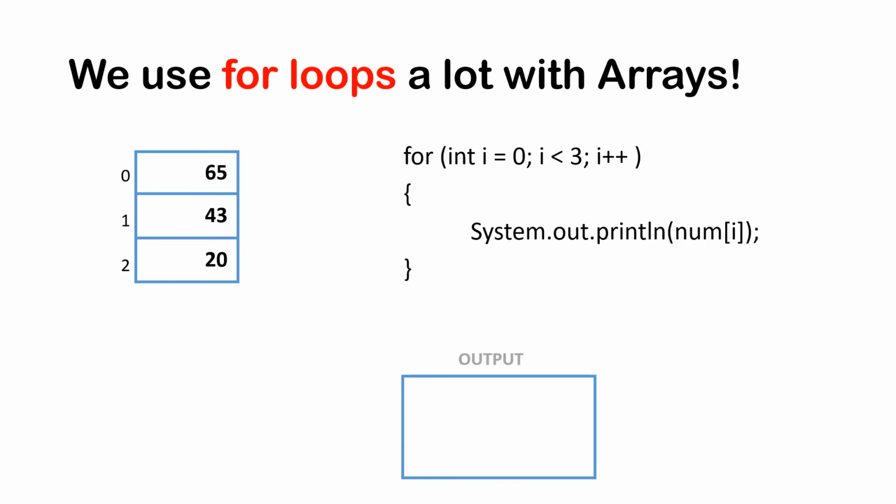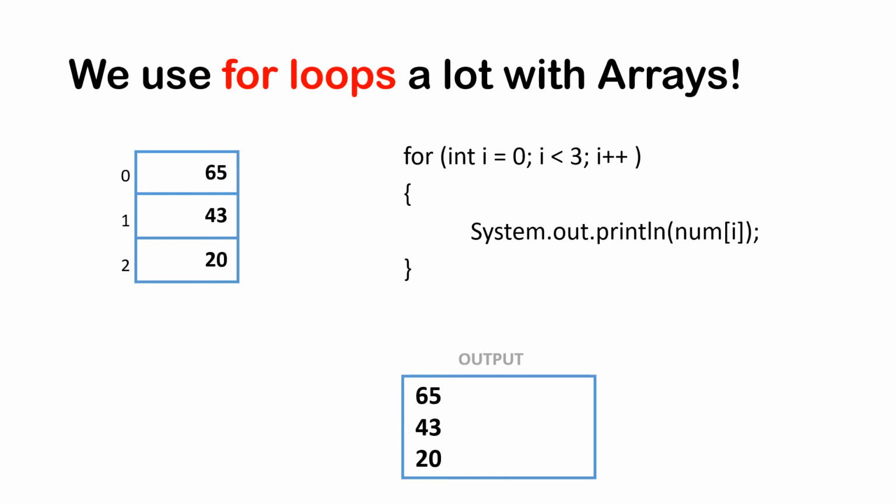So you can see as the loop counts from 0, we'll get System.out.println(num[0]). Then it'll count to 1, we'll get println(num[1]). Then it'll count to 2, println(num[2]). So we'll get our output. When we print num[0], we'll get 65. Print num[1], we'll get 43. We print num[2], we'll get 20.